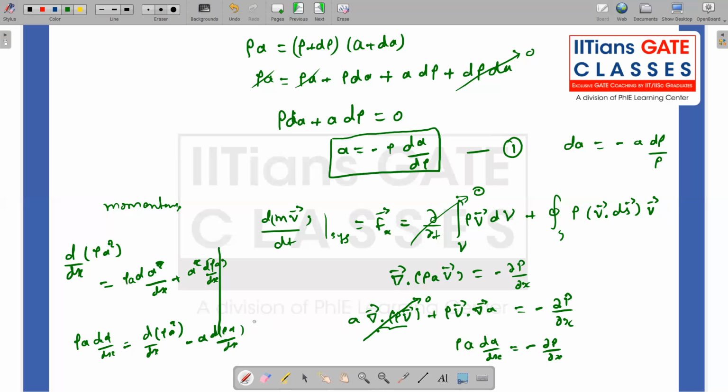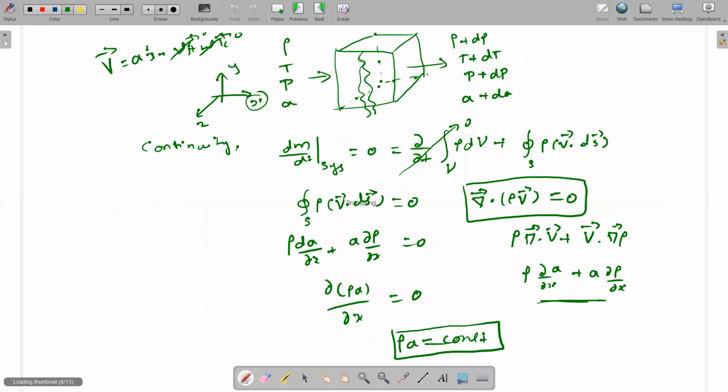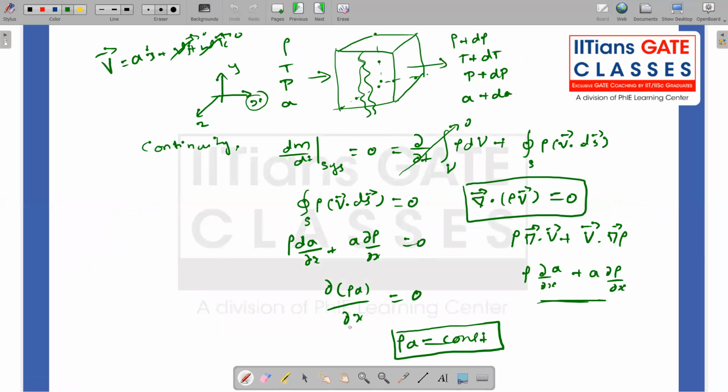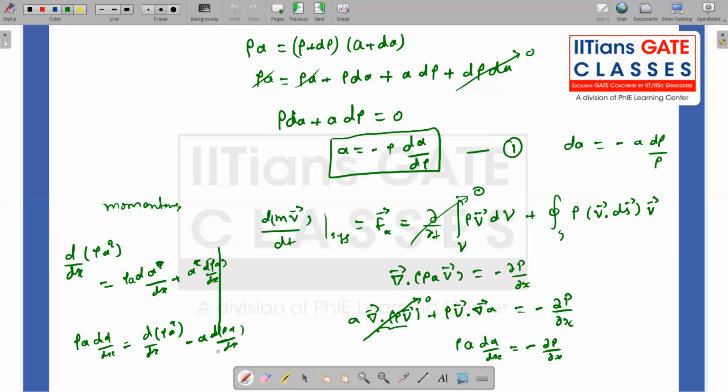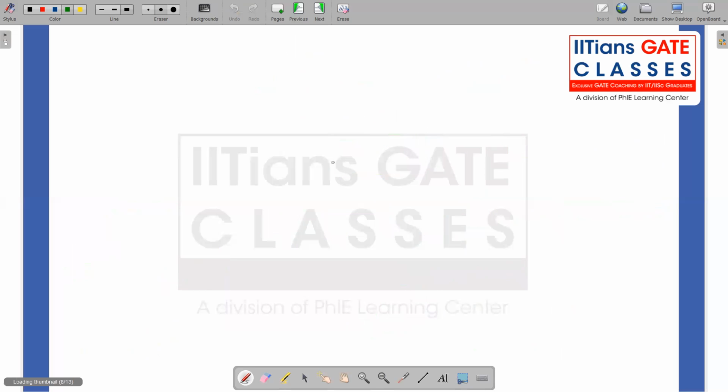What is this one? d rho a by dx. From the continuity equation, we know that if I go back and see my continuity equation, d rho A by dx is equal to 0. So I can put this term as 0. That becomes d by dx of rho A square. So I can replace rho A times dA by dx in terms of d of rho A square by dx equal to minus dp by dx. Again, I am writing partial derivative in terms of normal derivative because it's one direction, it's fine.